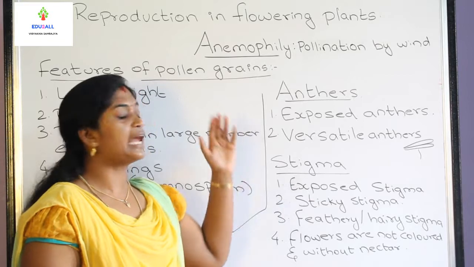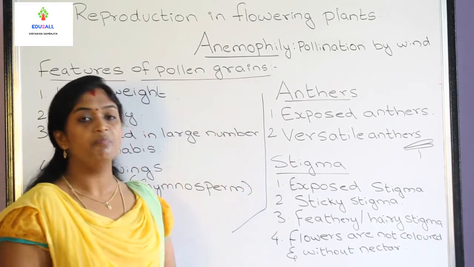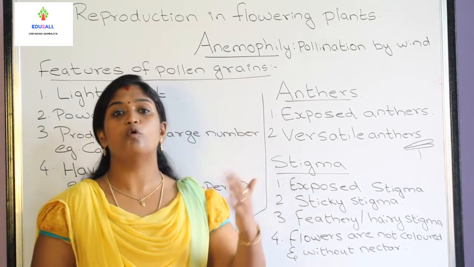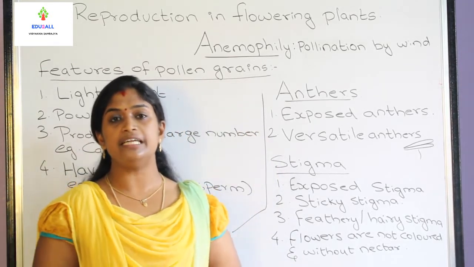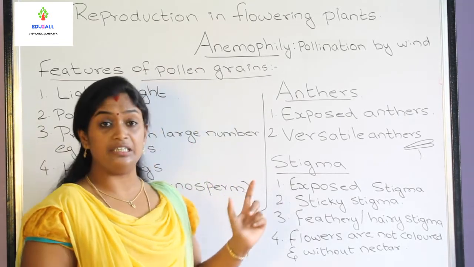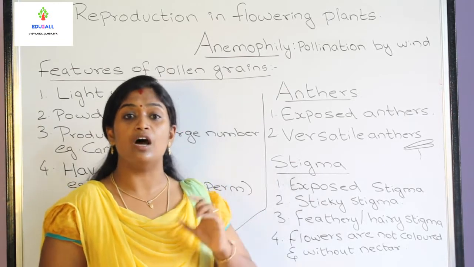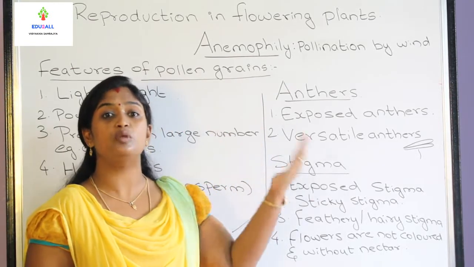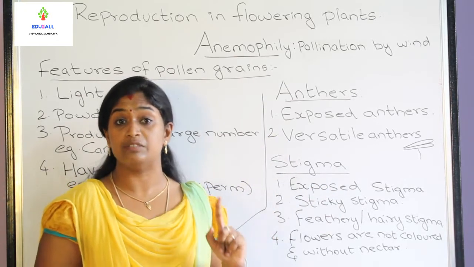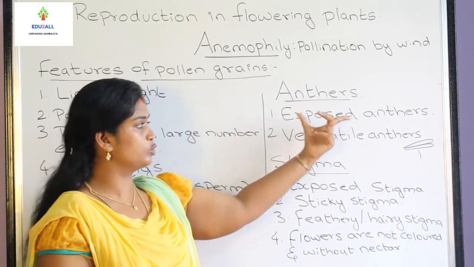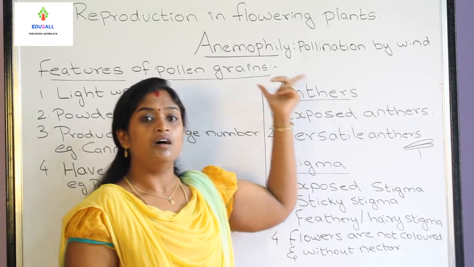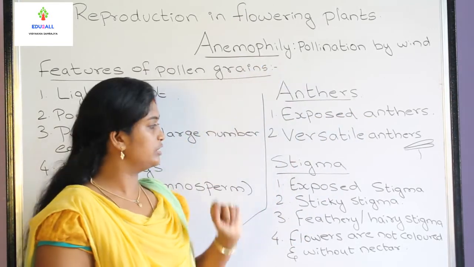Next, let us see the adaptations of the anther and the stigma. What are the adaptations of the anther? First, it must be an exposed anther. We have already studied dimorphic heterostyly, pin and thrum. The thrum is a condition where the flowers have a long filament so that the anthers are exposed, which helps in easy carrying of the pollen grains, which is an adaptation for cross-pollination. So, exposed anther is one condition where the anemophilous type of pollination can take place.